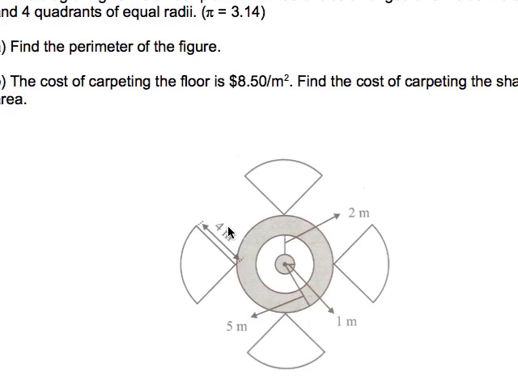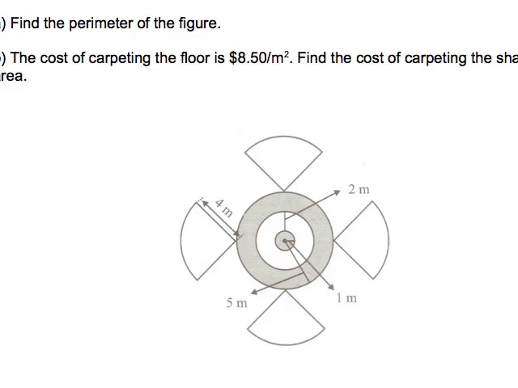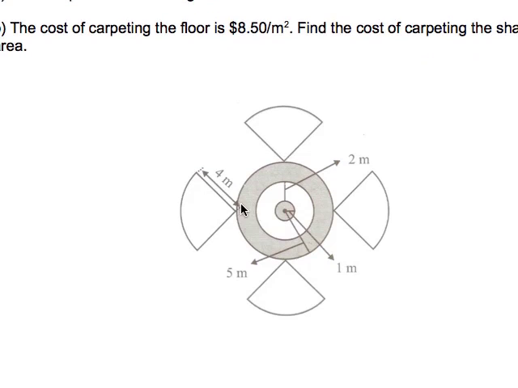So the question says, find the perimeter of the figure for part A, and for part B, the cost of carpeting the floor is $850 per meter squared. Find the cost of carpeting the shaded area. Like the previous question, this one looks difficult, but actually isn't. To find the perimeter of the figure, you just have to understand that it's just the outside parts, not the ones within.